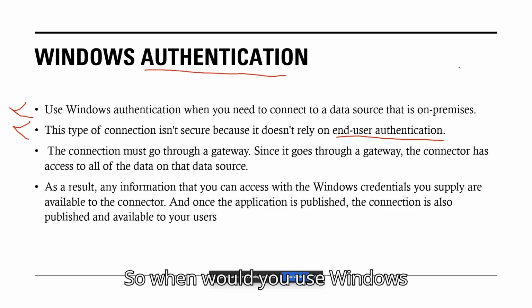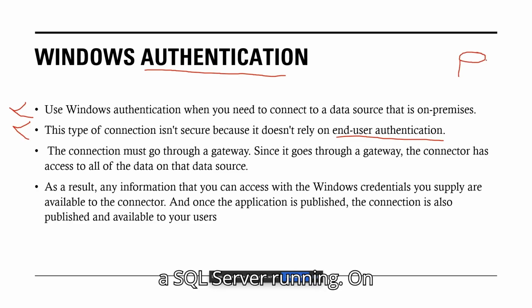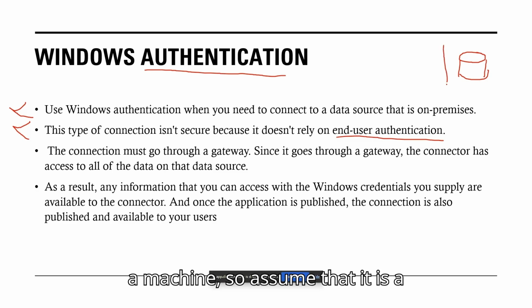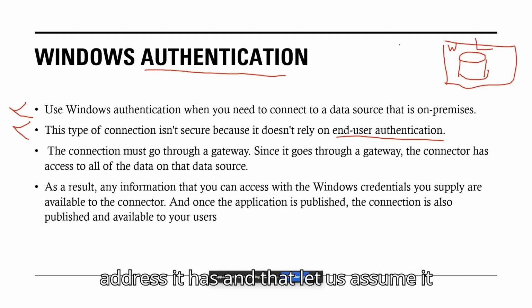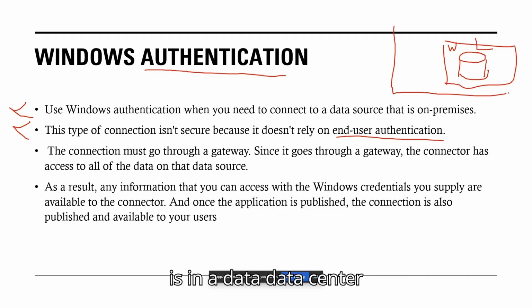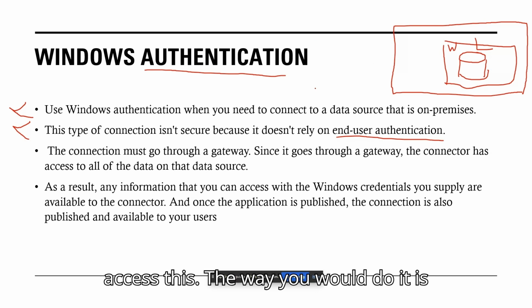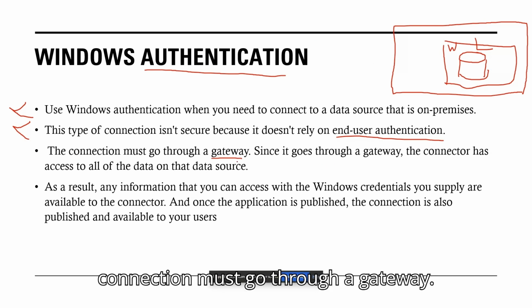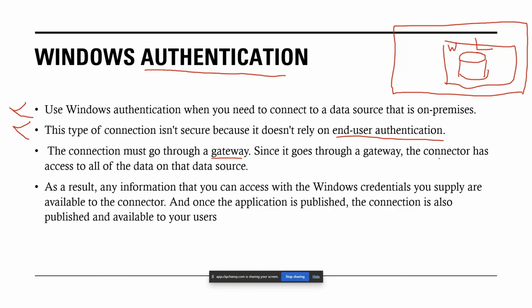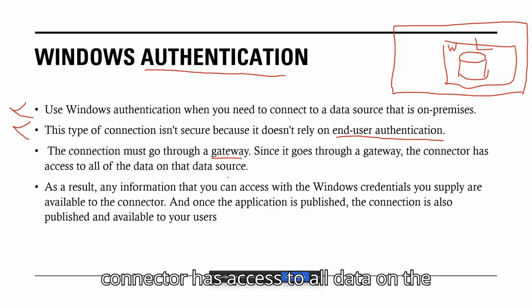So when would you use Windows authentication? Let's assume you have a SQL server running on a machine. Let's assume that it's a Windows machine which does not have a public IP address, only a local IP address, and let's assume it's in a data center. Okay, and you want to access this. The way you would do it is, you have to go through a gateway. The connection must go through a gateway. Since it goes through a gateway, the connector has access to all data on that data source.